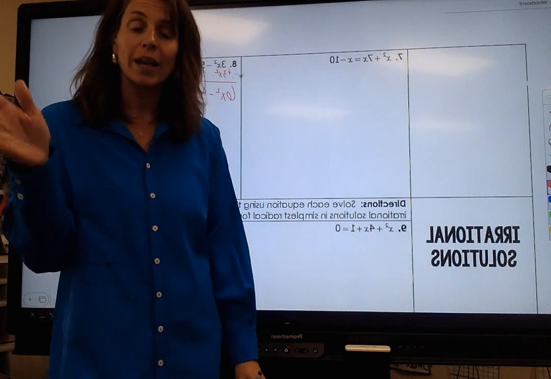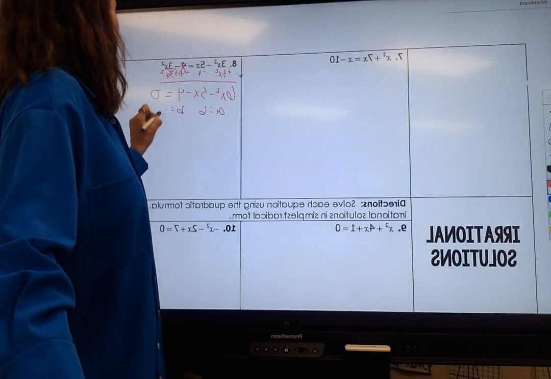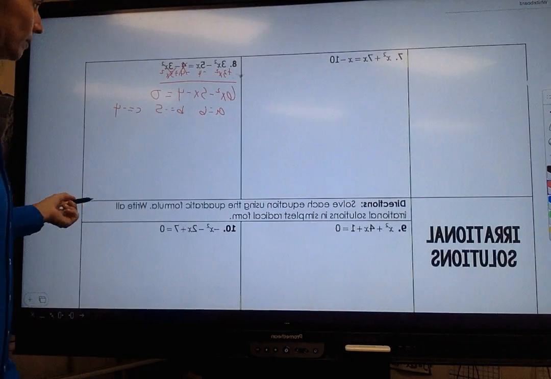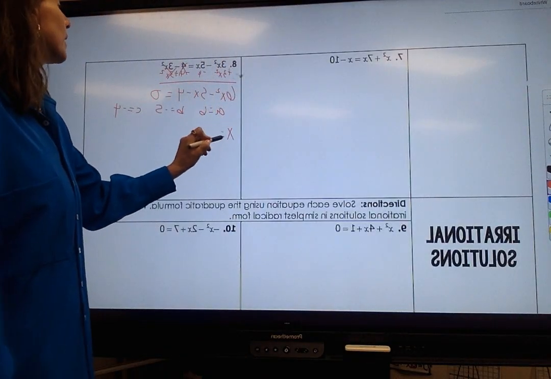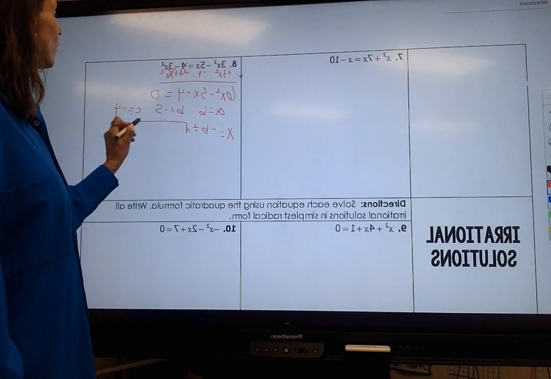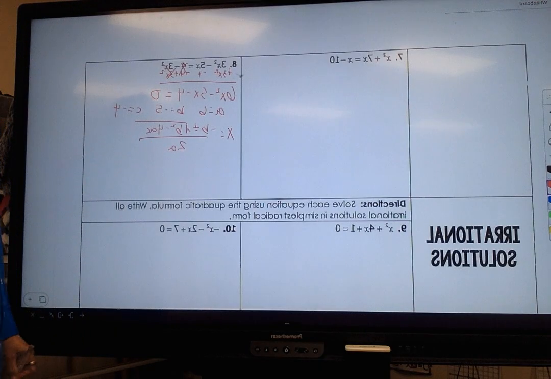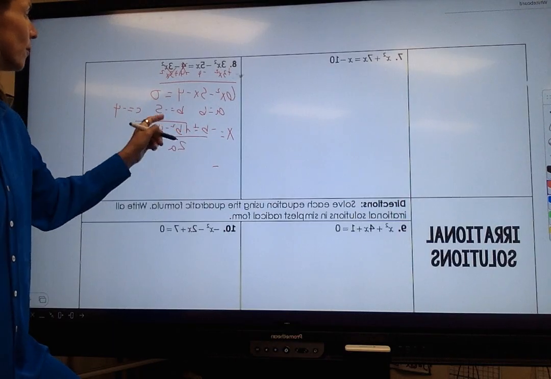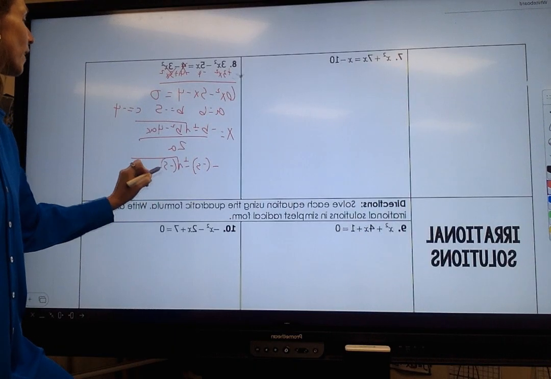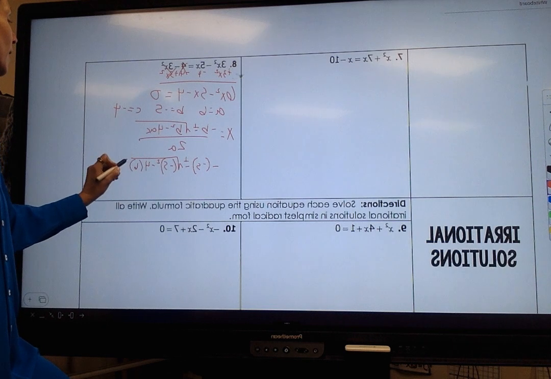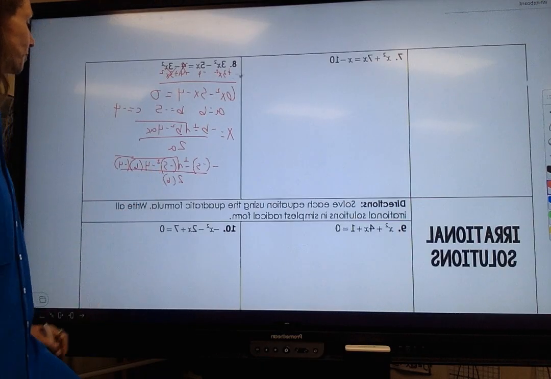Now that it's in standard form, I can identify A, B, and C. So my A value is 6, my B value is -5, and my C value is -4. I am going to rewrite the formula. It's practice, practice, practice. So x equals -b plus or minus the square root of b squared minus 4ac all over 2a. And now I just plug in. I get a negative. My b value is -5 plus or minus the square root. (-5) squared minus 4 times a times c all over 2 times 6.